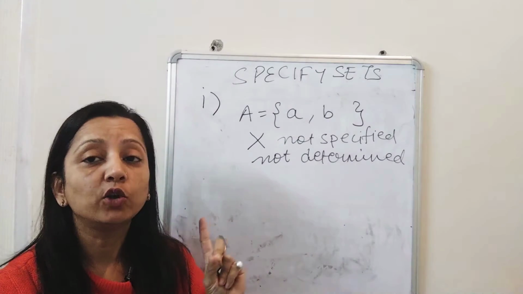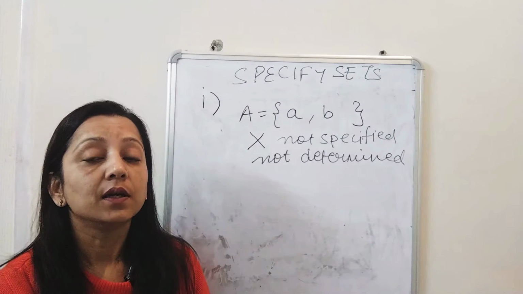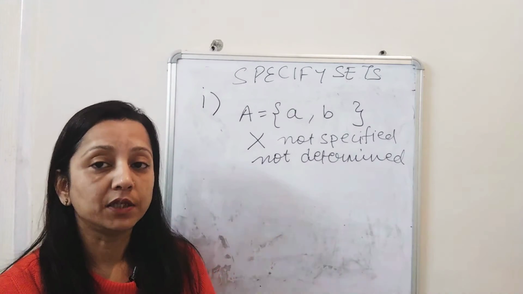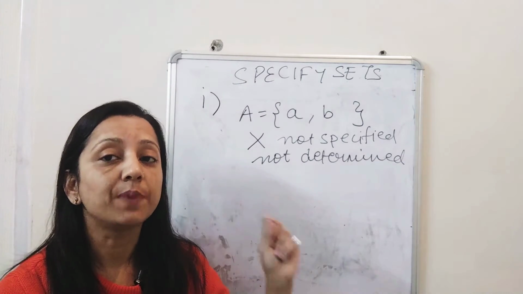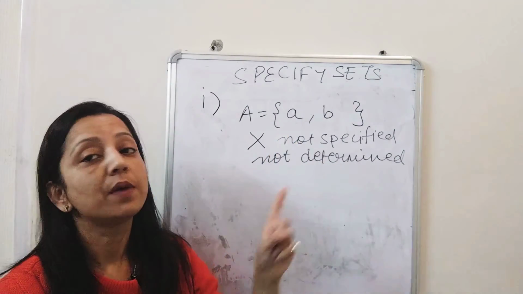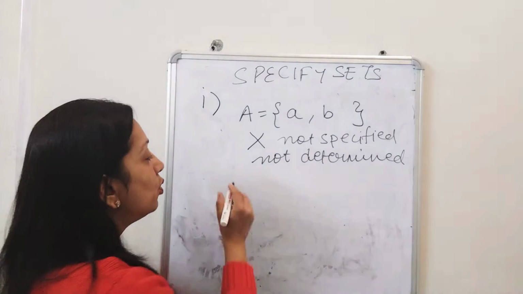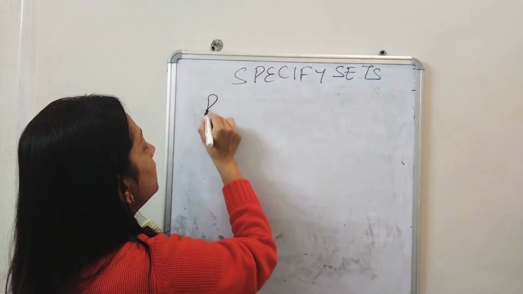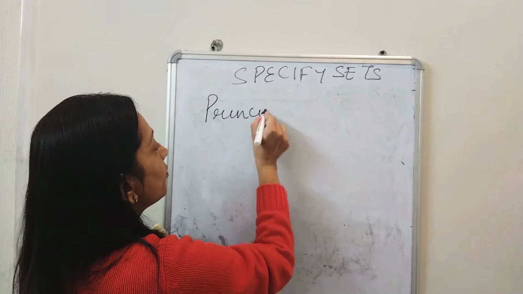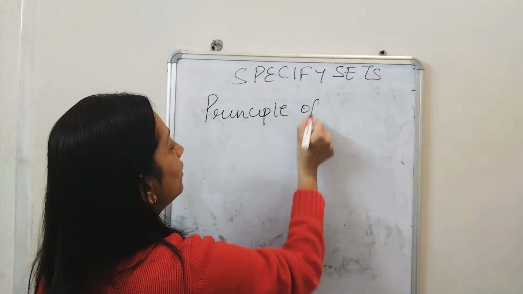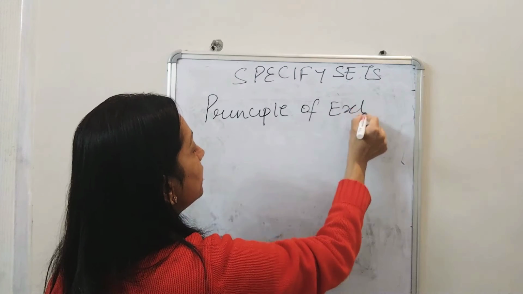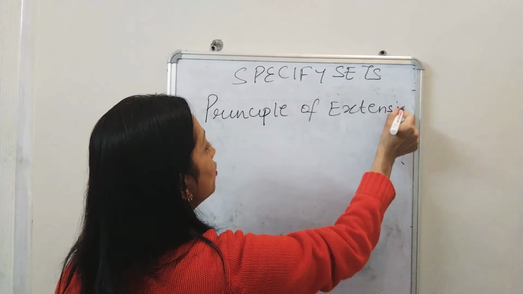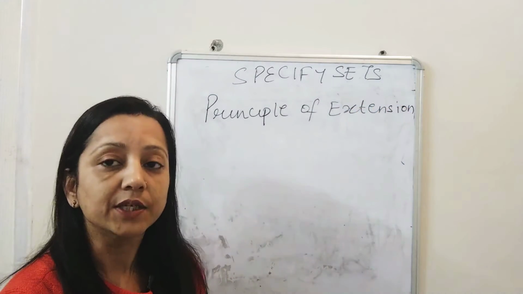Now this particular principle, that we cannot say that a set is determined or specified unless all its members have been listed out, is known as the principle of extension.